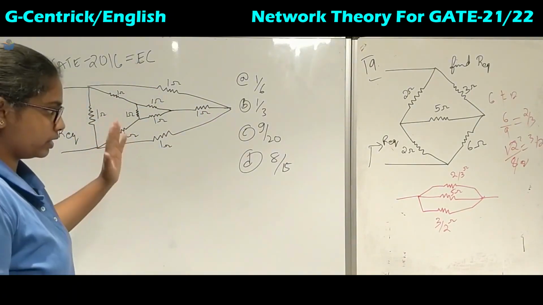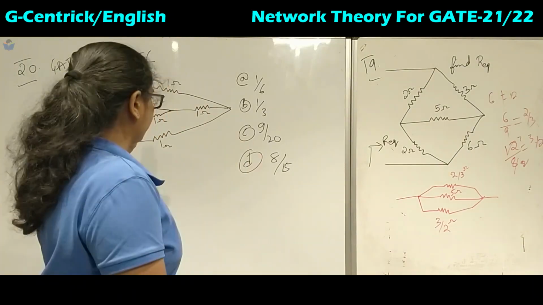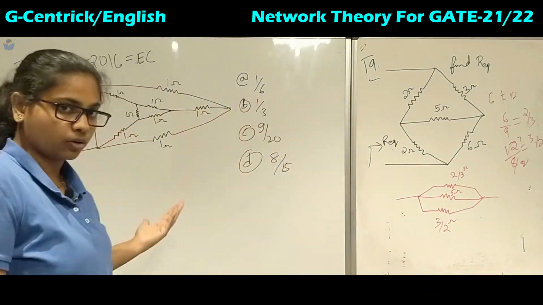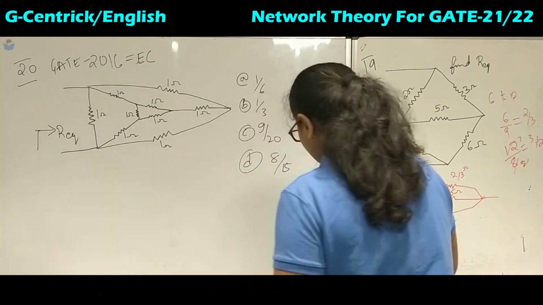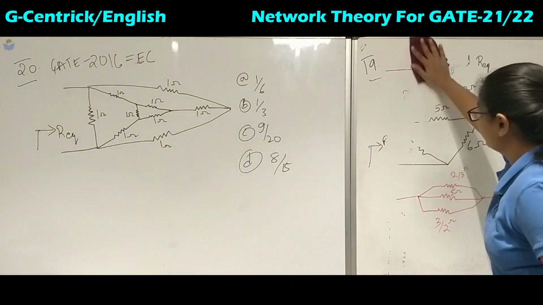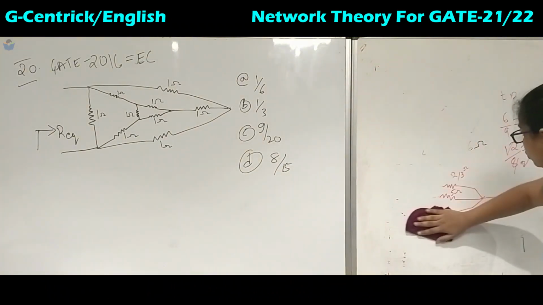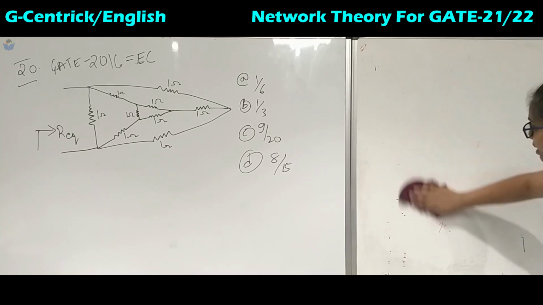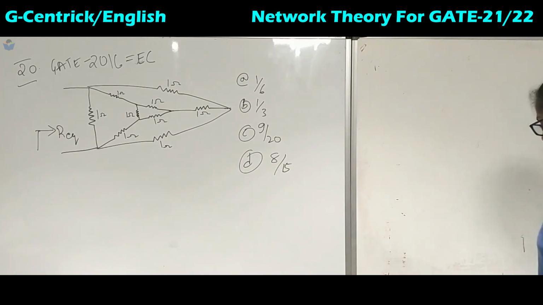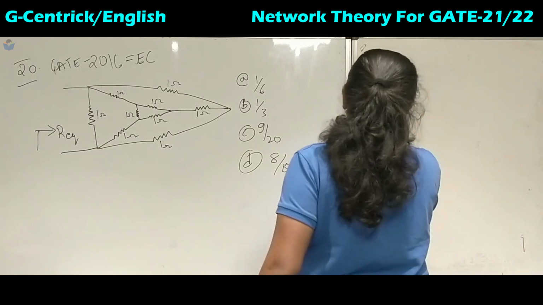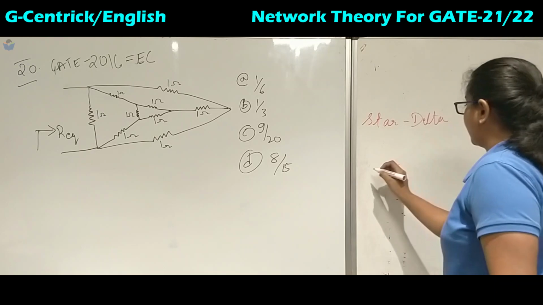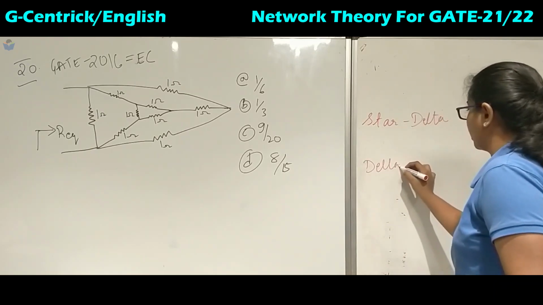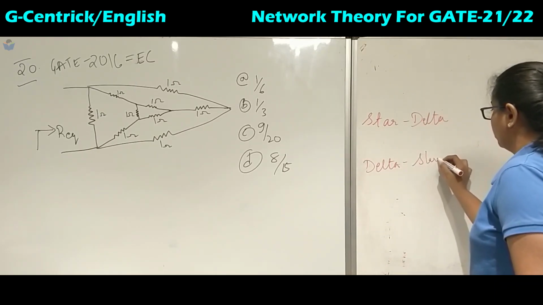So whatever we have learnt in the starting of this lecture, that is converting from delta to star or star to delta when there are similar values. Okay, so once again I'll rub this one, and we will write the star to delta conversion that is having the same values. So if we want to convert from star to delta and then delta to star.